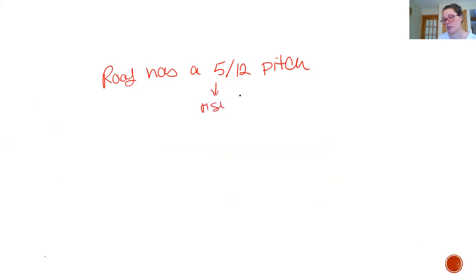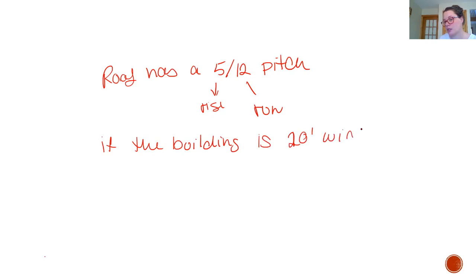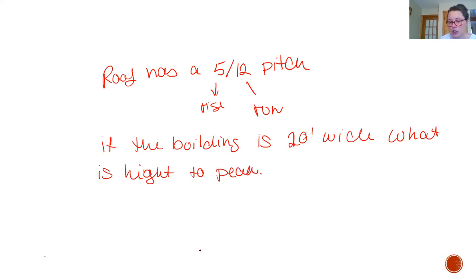So one question that you could see is a roof has a 5/12 pitch. That's always rise and run. Okay, so the roof has a 5/12 pitch. If the building is, let's say, 20 feet wide, what is the height to the peak? In order to solve that question, think about your building.